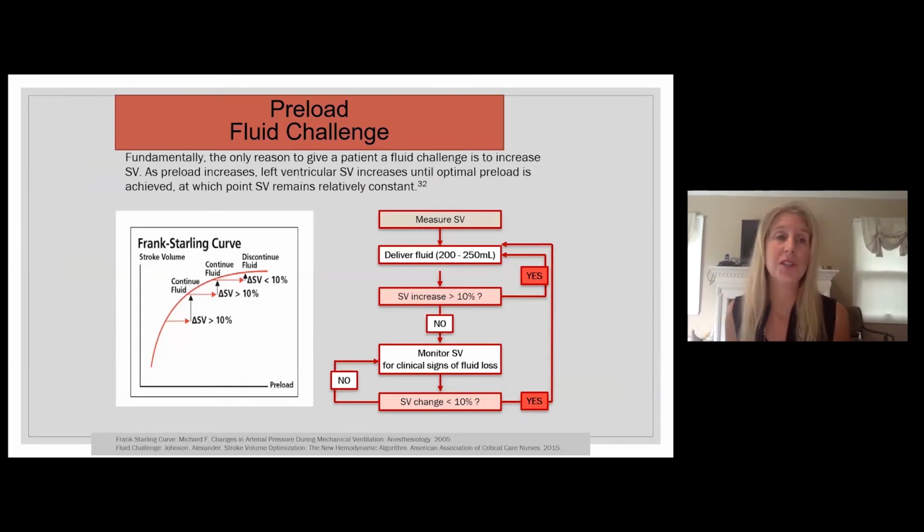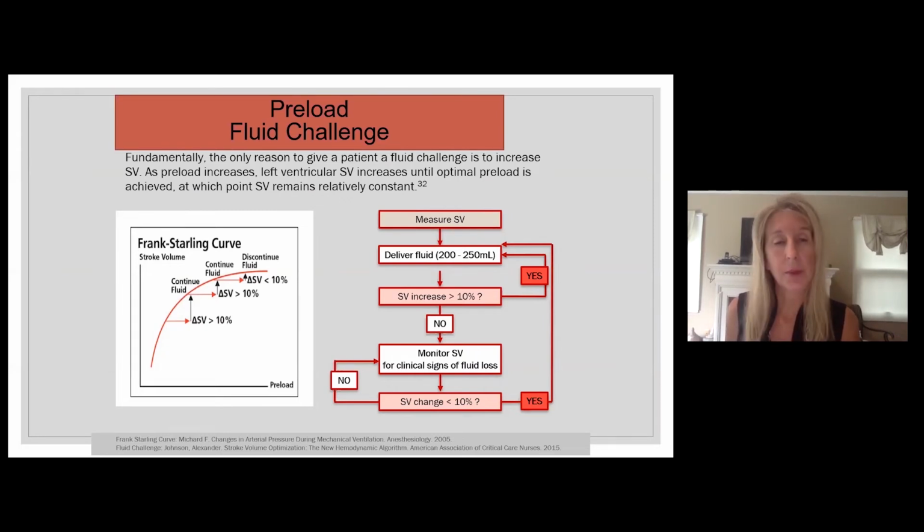There's a better way to determine how to treat your hypotensive patients. And we do that by initially doing fluid challenges. And the way that this works is, I'm going to use an example of rapid response. If I have a patient who is dropping their blood pressure, the first thing I want to do is obtain a baseline stroke volume.